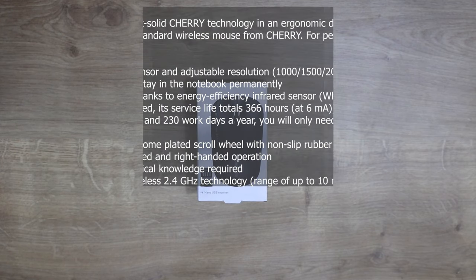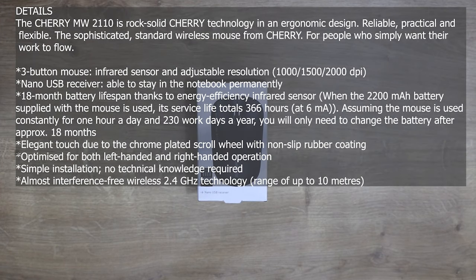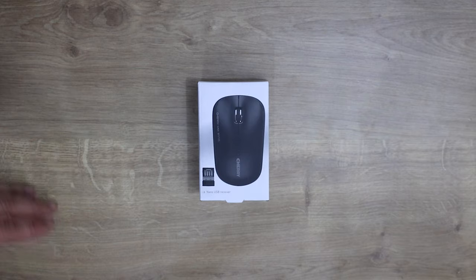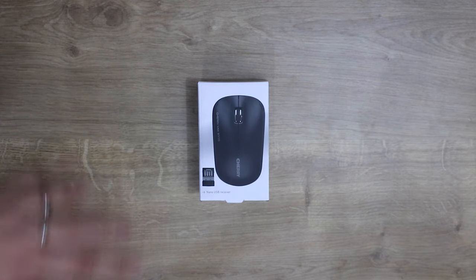Okay, today we're looking at the Cherry MW2110. It's basically a wireless mouse. You've got the wireless receiver there, and you've got this ergonomic design, so it's pretty much straightforward, a wireless mouse.